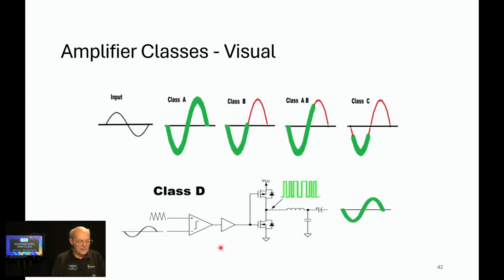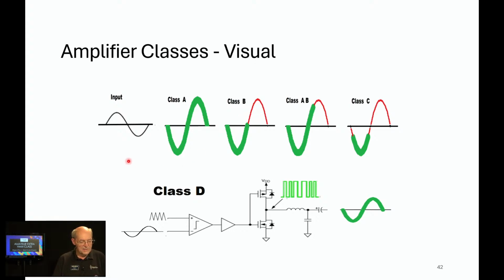Moving right along. Amplifier classes. Now this is an area where students have had a little bit of trouble in the past, so I try to show this two or three different ways, and you can pick the one that works for you. Okay, so here's a visual. Now we're showing an input waveform being applied to an amplifier, and then the classes are here.